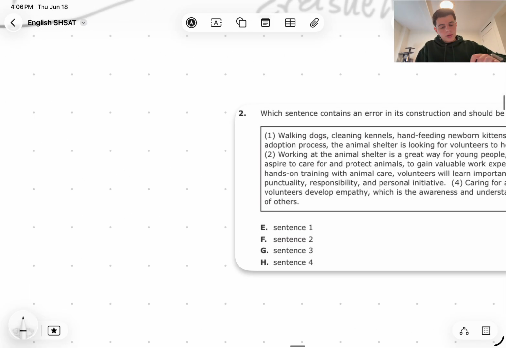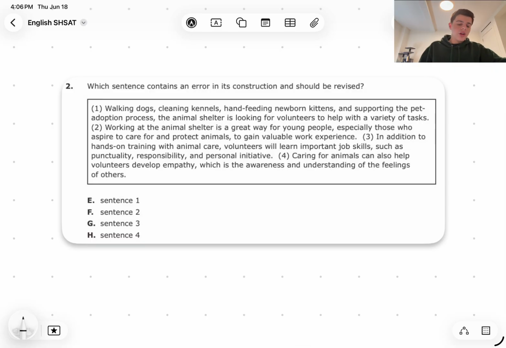Okay, now let's go to our next question. Which sentence contains an error in its construction and should be revised? Okay, I'm just going to read it out again. Walking dogs, cleaning kennels, hand-feeding newborn kittens, and supporting the pet adoption process. The animal shelter is looking for volunteers to help with a variety of tasks.